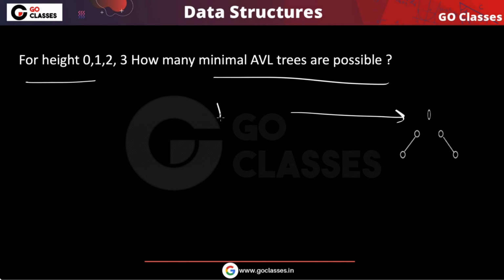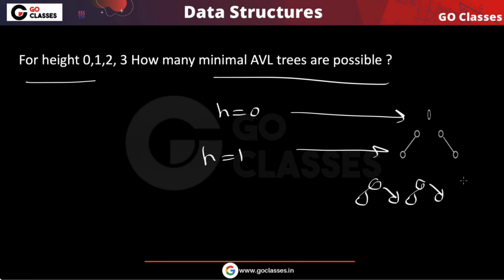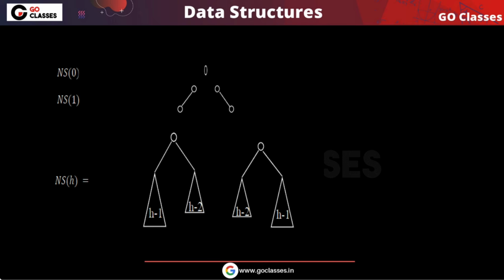This is for height h equal to 0. This is for height h equal to 1. We have already solved for height h equal to 2. These are for height h equal to 2, and similarly we can also solve for h equal to 3 and so on, right? But we need some formula. We cannot keep on doing this numerically. We need some formula to derive the number of minimal AVL trees, which is NH. Okay, let's see how we can solve this formula.